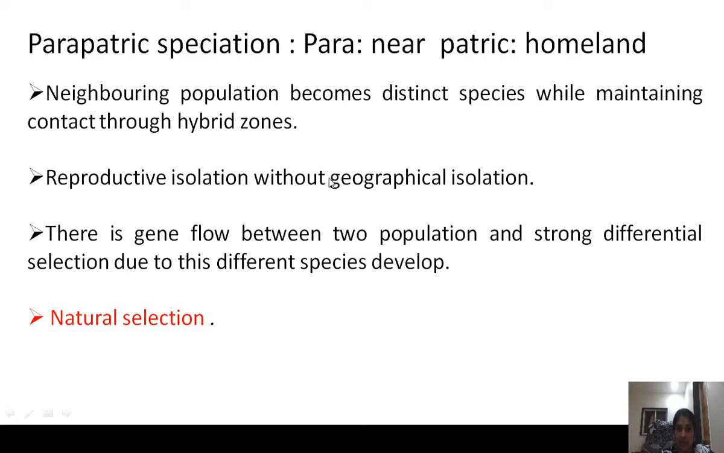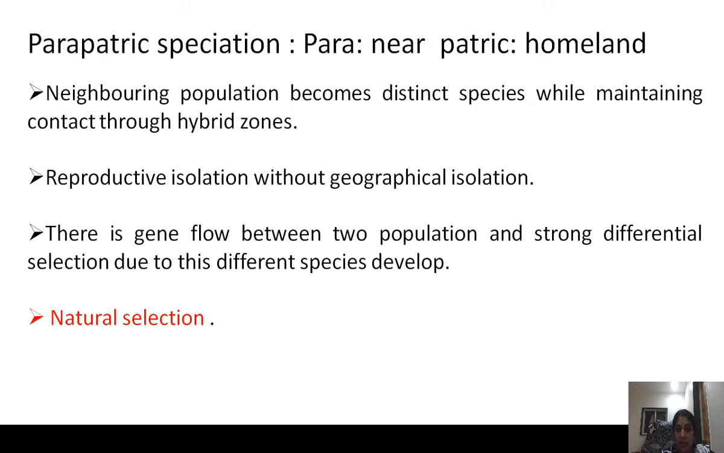There is gene flow between the two populations, and a strong differential selection develops. So here in parapatric speciation, the main diverging force is natural selection. Now, as we know, what is natural selection? Natural selection means some selective pressure that is applied on that particular population.